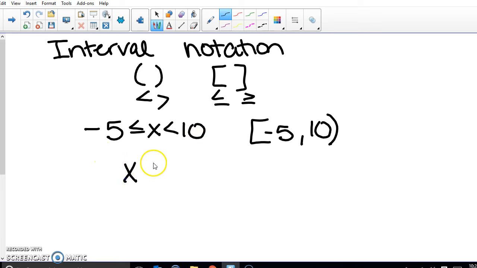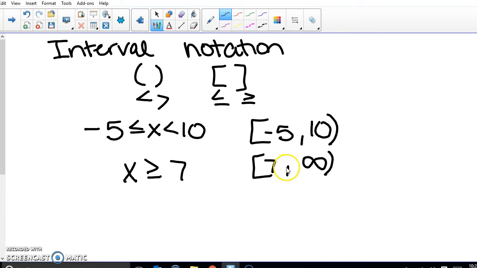So we can look at x is greater than or equal to 7. So looking at this, our lowest point is going to be 7, since x is greater than or equal to. So we're going to do a bracket because we can equal 7. And x is greater than or equal to 7, so we can keep on going to infinity. And since infinity has no end, we use a parenthesis because we'll never quite reach there.